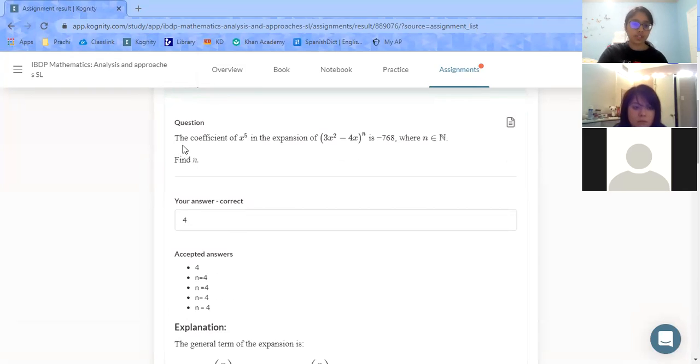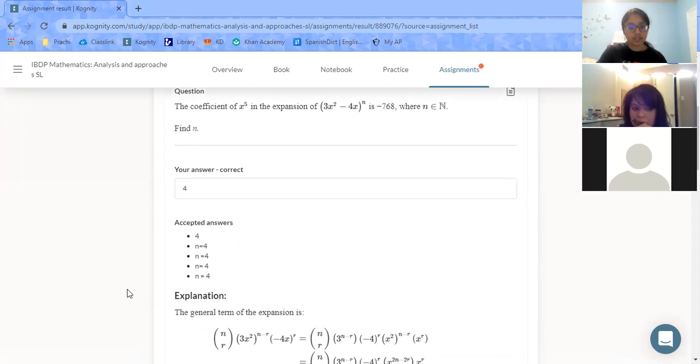So for the first one, it says the coefficient of x to the power of 5 in the expansion of (3x squared minus 4x) to the power of n is negative 768. And then it says to find n, so it says to find that exponent right there. And the correct answer is 4.